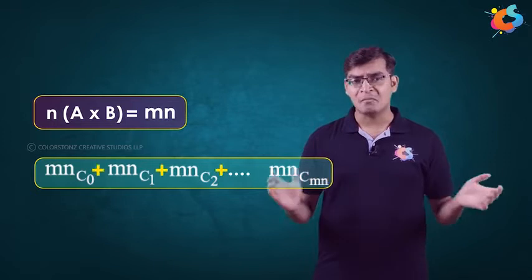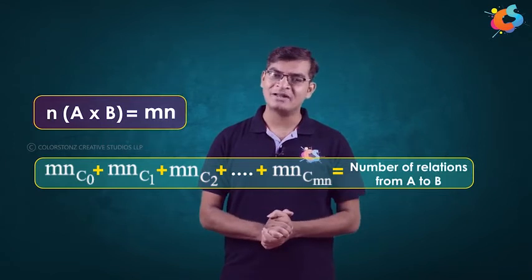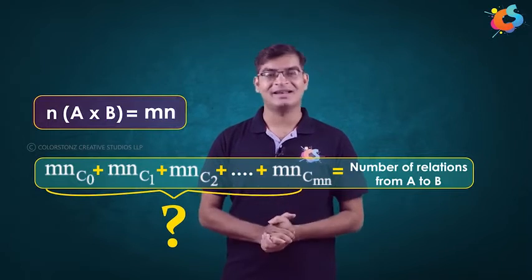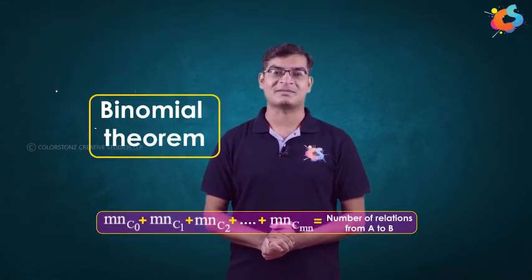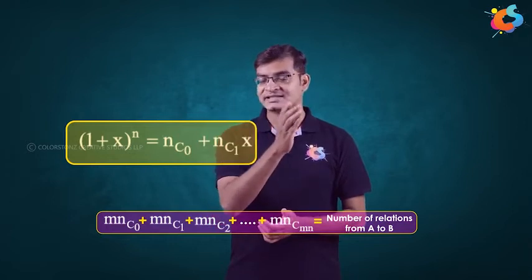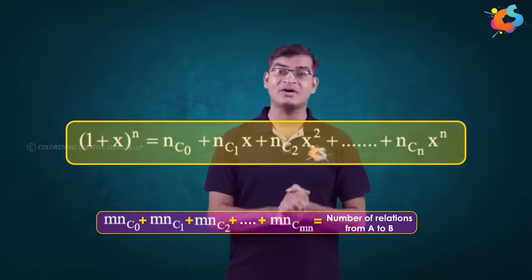Now, taking the sum of all of these quantities is nothing but the number of relations that can be defined from A to B, isn't it? So, how do we find this sum? Let us see that. By seeing this sum, we should remember something that we have studied in the binomial theorem chapter. In the binomial theorem chapter, we have studied the expansion of (1 + x) whole power n, and that is equal to nC0 + nC1 x + nC2 x squared, and so on like this, nCn x power n.